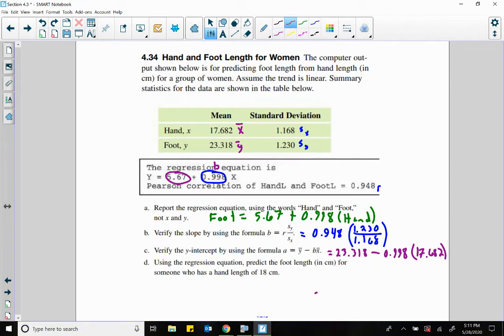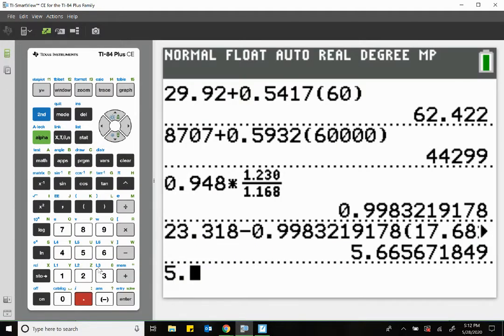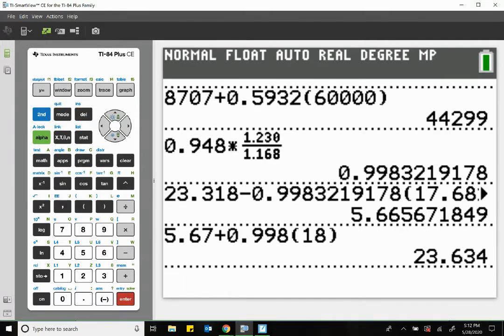So all we're going to do is take 5.67 plus 0.998 times 18 and see what we get. That's all they want us to do. So going over to our calculator, 5.67 plus 0.998 times 18. I know I've got an extra 0 in front. It shouldn't matter, but I'm going to delete one of those out. There we go.